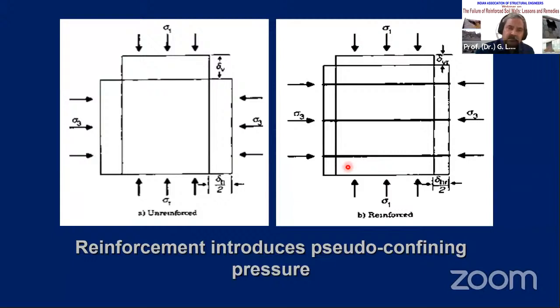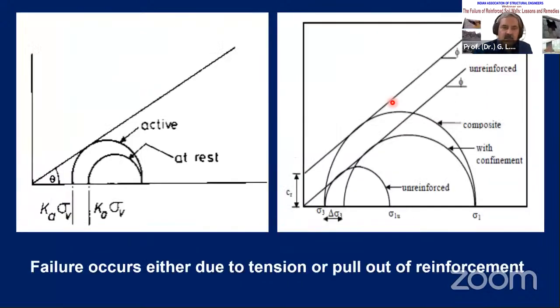This is one of the first principles they stated: if you have a soil and apply some load, there will be a vertical deformation and a horizontal deformation. But if you put reinforcement, the reinforcement element takes care of that. Because of the interface friction that gets developed between the soil and the reinforcement, you get some sort of pseudo-confining pressure. The moment you put the reinforcement and apply load, a force gets developed in the reinforcement.